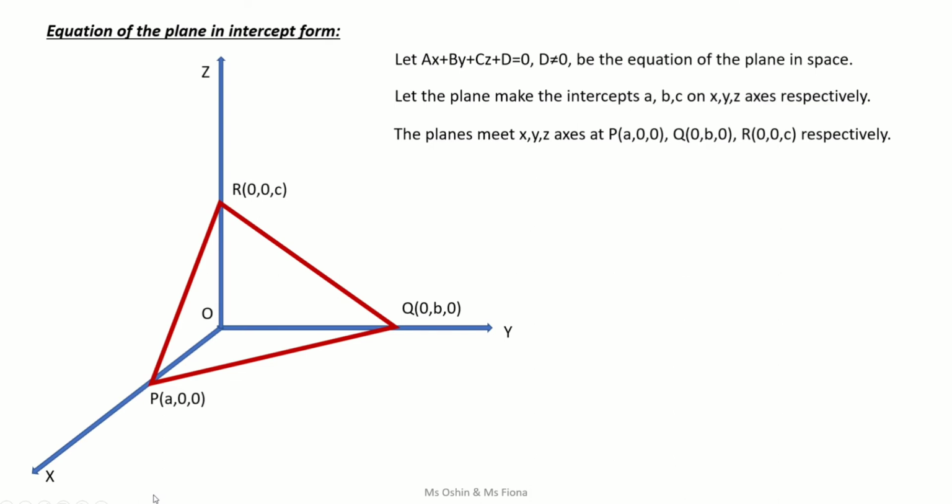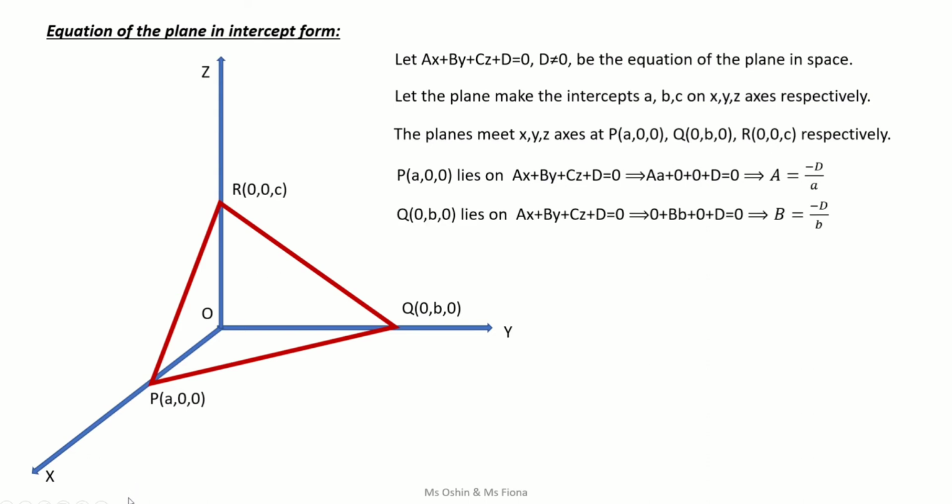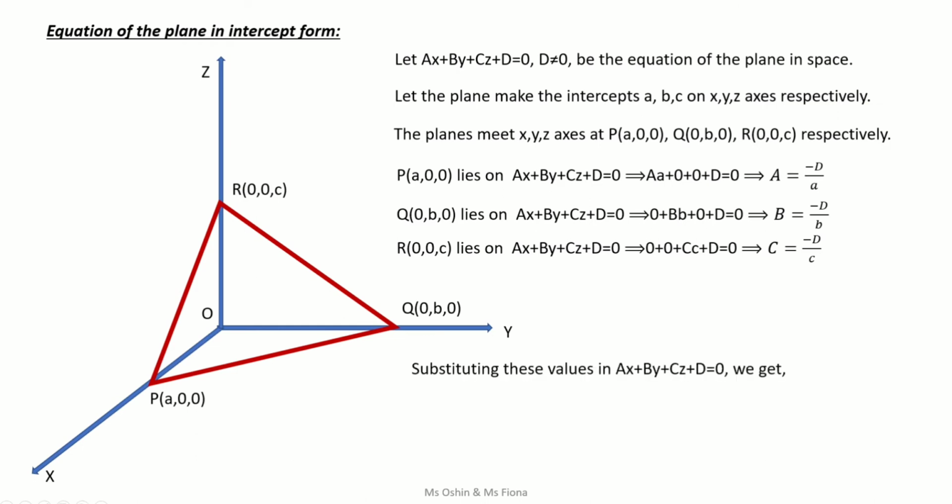Now observe that the point P lies on the plane. Therefore, it should satisfy the equation of the plane. Therefore, substituting a, 0, 0 in the equation of the plane, we get a is equal to minus d by a. Similarly, we get b is equal to minus d by b and c equal to minus d by c. Substituting a, b and c in the equation of the plane, we get x by a plus y by b plus z by c is equal to 1. This is called the intercept form of the plane.